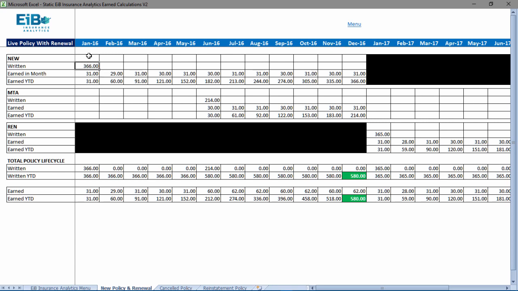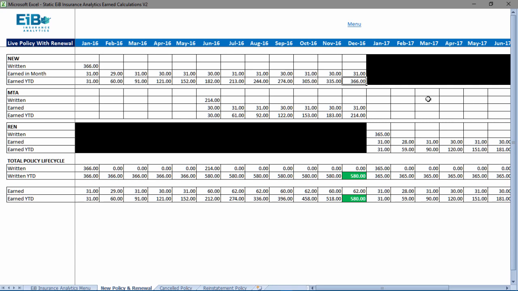So from a written point of view, we obviously get a new transaction coming in at 366. Now, from an earning point of view, if that started on 1st of Jan, then we're obviously earning 31 days over 366 in this instance, and that gives us £31, dollars, euros, whatever. So obviously over the months here, the earned premium gets apportioned by number of days, and obviously at the end, the golden rule is the written premium equals the earned premium, which you'd expect.